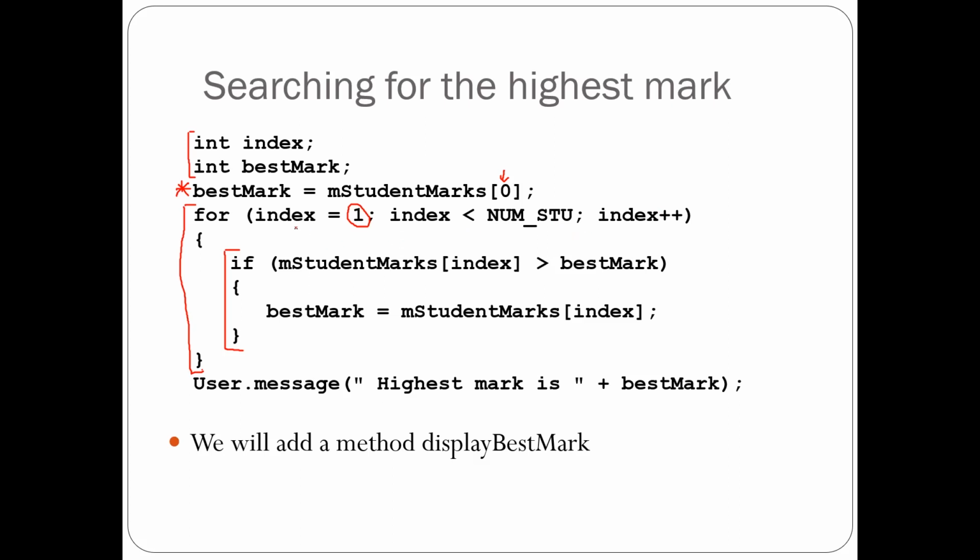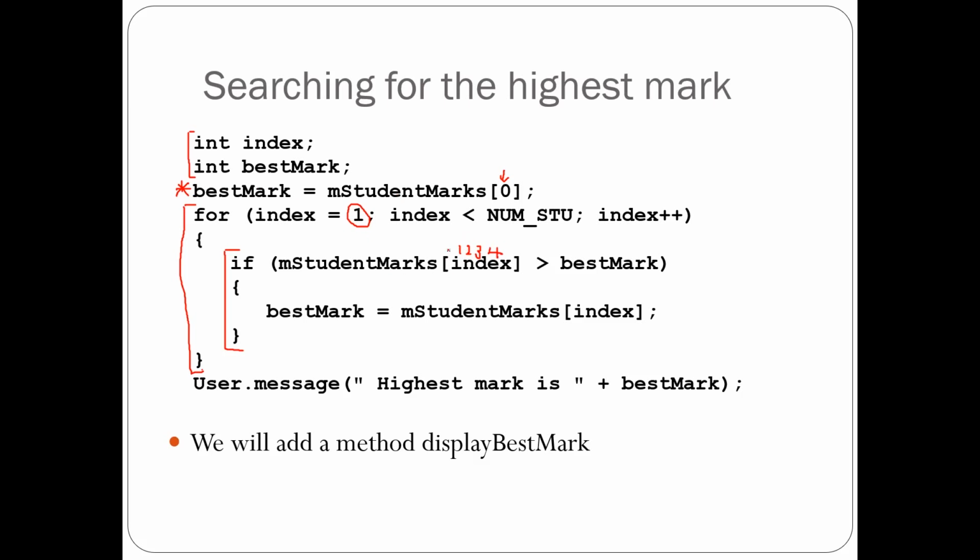But what we do is we use the value of index to check the current highest mark that's in the array. So if the value in the array at position index, so the first time through it'll be 1, second time through it'll be 2, third time through it'll be 3, last time through it'll be 4. So if the value in the array at that position is greater than the current value of best mark.